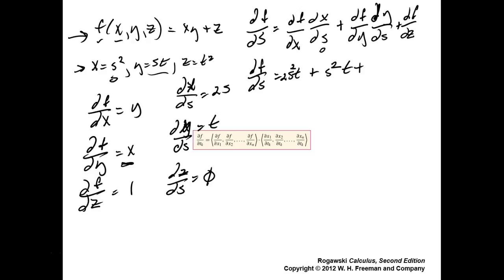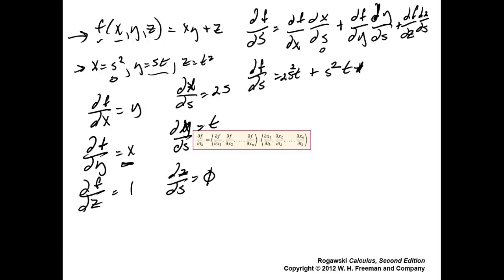Ooh, why did I leave that? Oh, I guess you came in right about that. Partial of z with respect to s. I forgot to write that down. Okay? And that would be partial of f with respect to z is 1 times partial of z with respect to s is 0. So that's nothing, as you said. So there's your partial of f with respect to s.